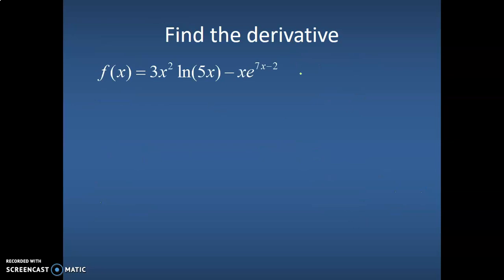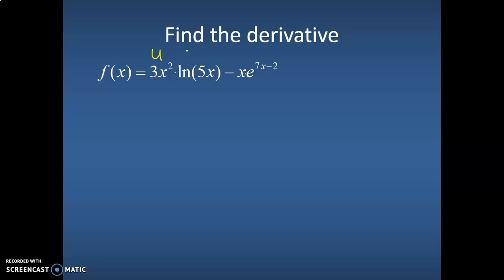All right, and this is a complicated example that's going to put it all together. So we have 3x squared multiplied by ln of 5x minus x multiplied by e to the 7x minus 2. If you want to, hit pause and try to work it out and see how you do. All right, let's see how you did. So first of all, this minus means that I'm going to treat the first half and the second half separately. I can find this derivative and then just subtract this derivative.